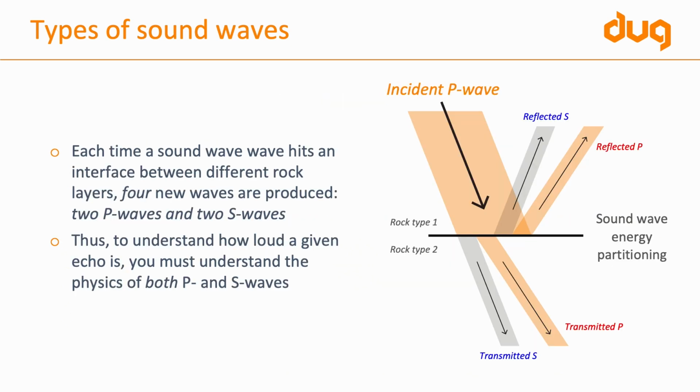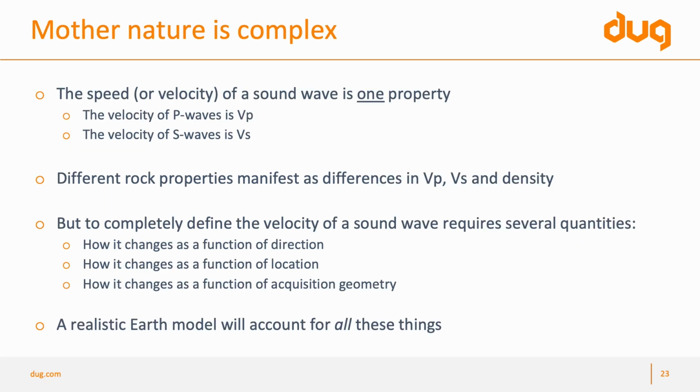Now, this is where Mother Nature has decided to make things a little interesting. Each time a sound wave hits an interface between different rock layers, 4 new waves are produced, 2 P waves and 2 S waves. Thus, to understand how loud a given echo is, you must understand the physics of both P and S waves. 1 wave in, 4 waves out. But Mother Nature is only just getting started.